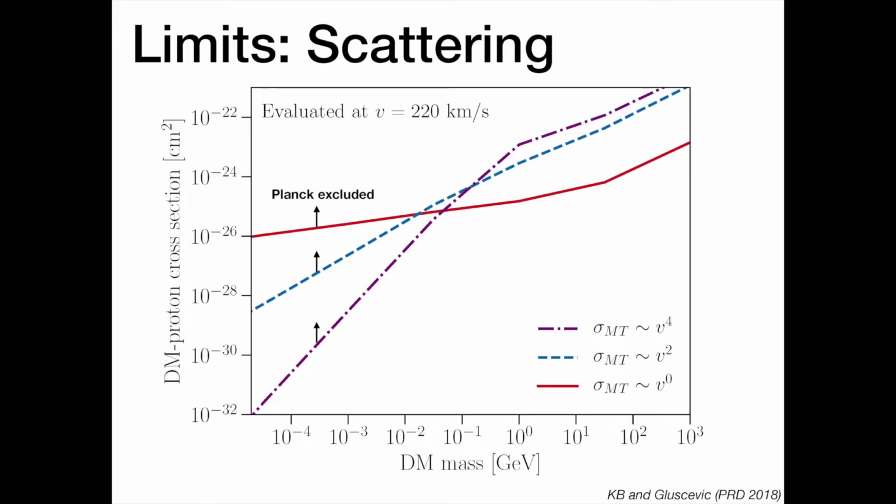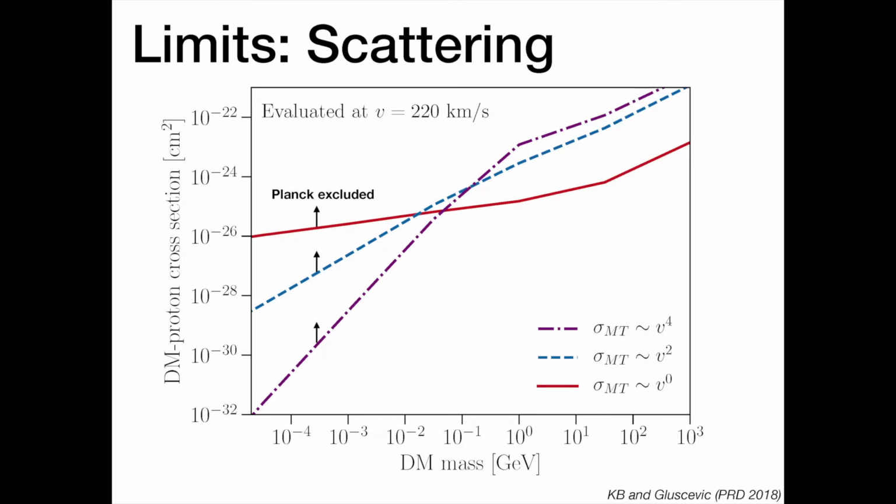Instead of showing you the momentum transfer rate, let me show you something that's a little bit more familiar in terms of particle physics. As a function of the dark matter mass versus the dark matter-proton cross-section, for different models, everything above this line for a particular model is excluded by Planck data. These are for our non-negative powers of velocity.